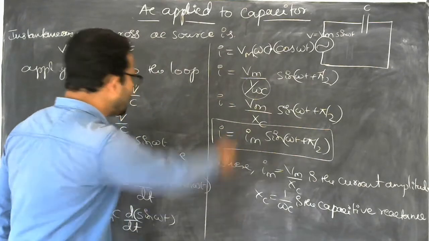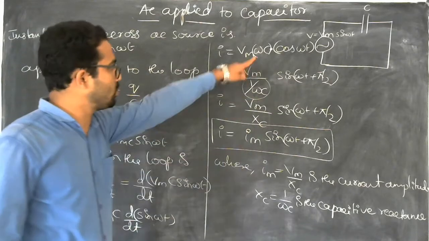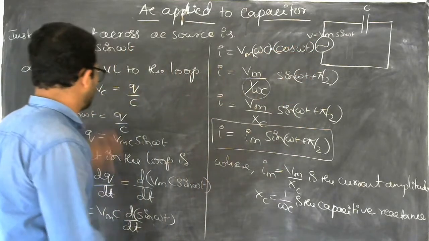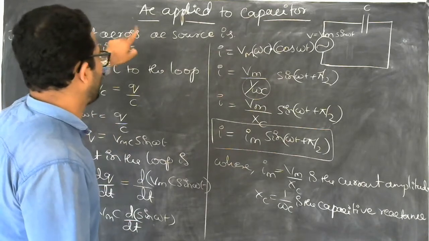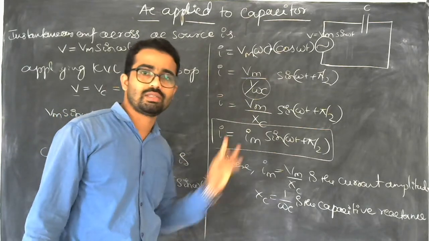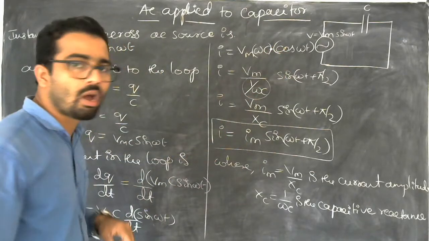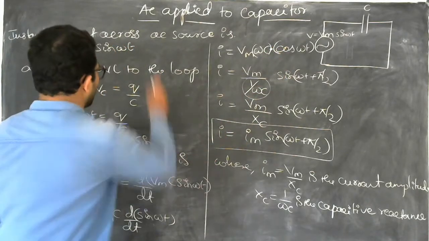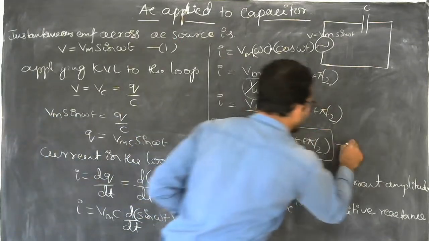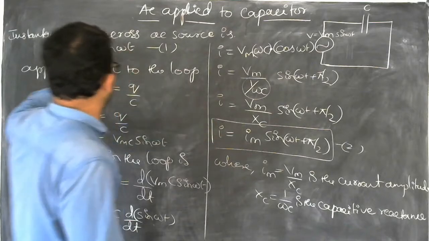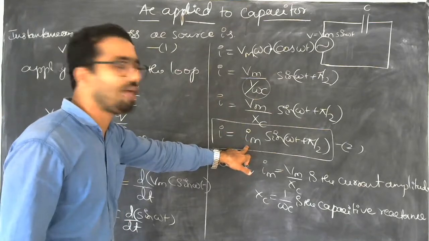So finally we have got the equation for current through that loop, as well as we know the equation for the instantaneous value of potential. This is also the instantaneous value of current. So I and V are known now. Let's compare. Let's say this is equation number 1, this is equation number 2. Let's compare it. In the place of V, we have I. In the place of Vm, we have Im.